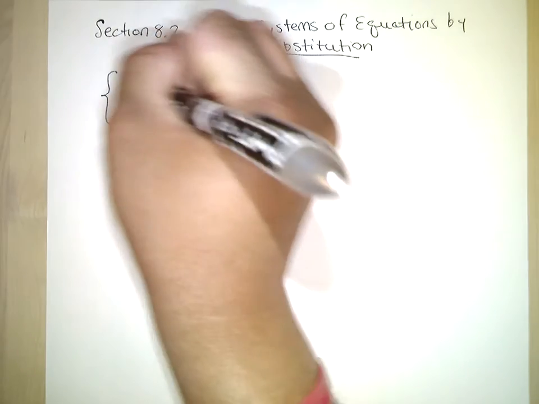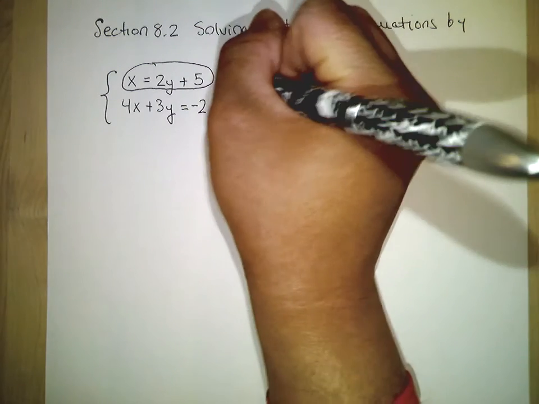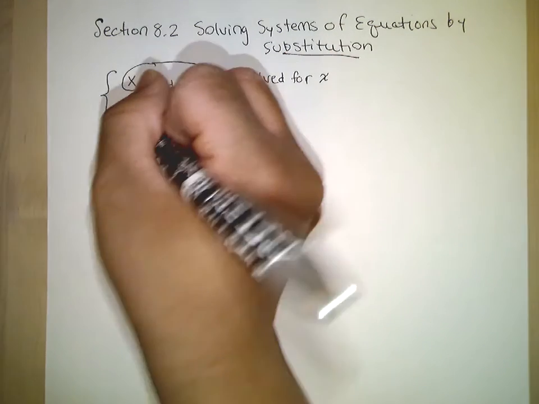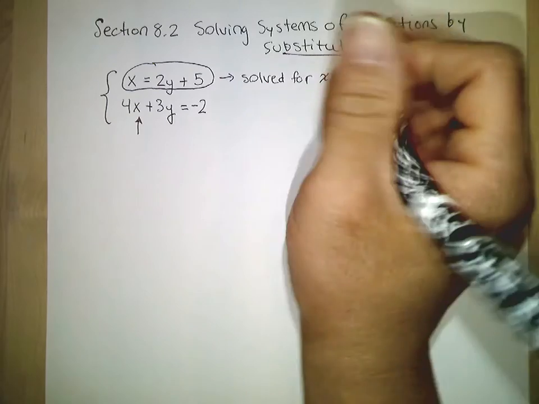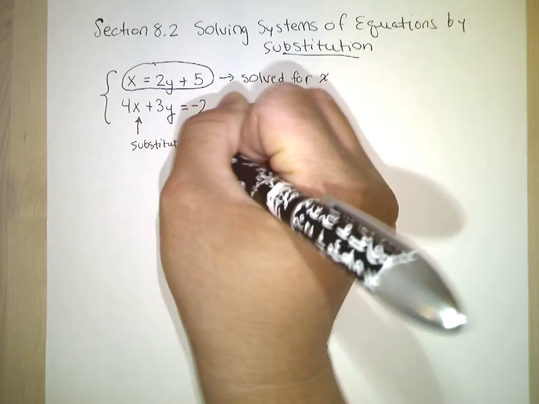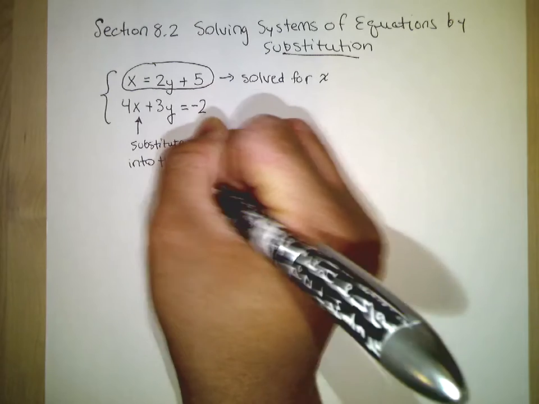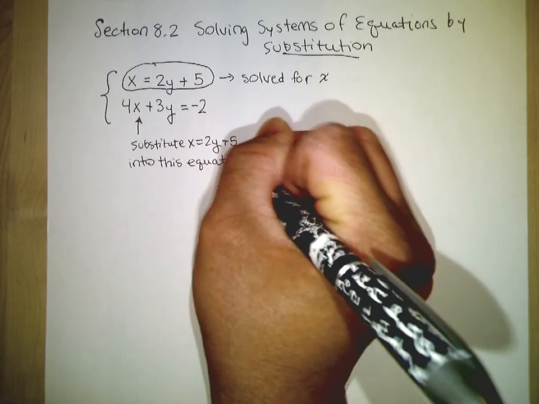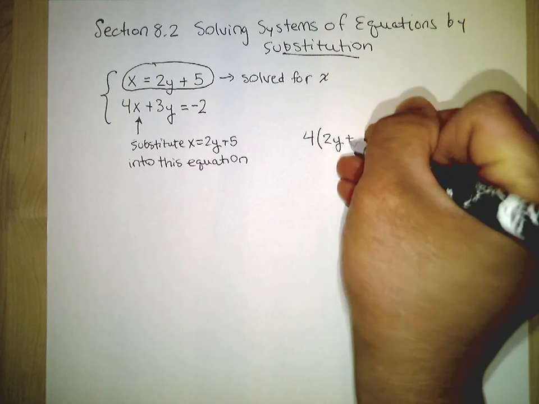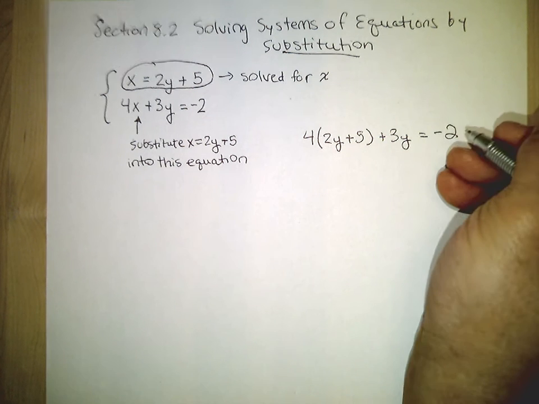So what you need to do is solve one of the two equations for one of the variables, and this equation is already solved for x, and then substitute that into the other equation. So we're going to substitute x is 2y plus 5 into this equation here. What we have then is 4 times, and we'll use parentheses, 2y plus 5, plus 3y is negative 2.